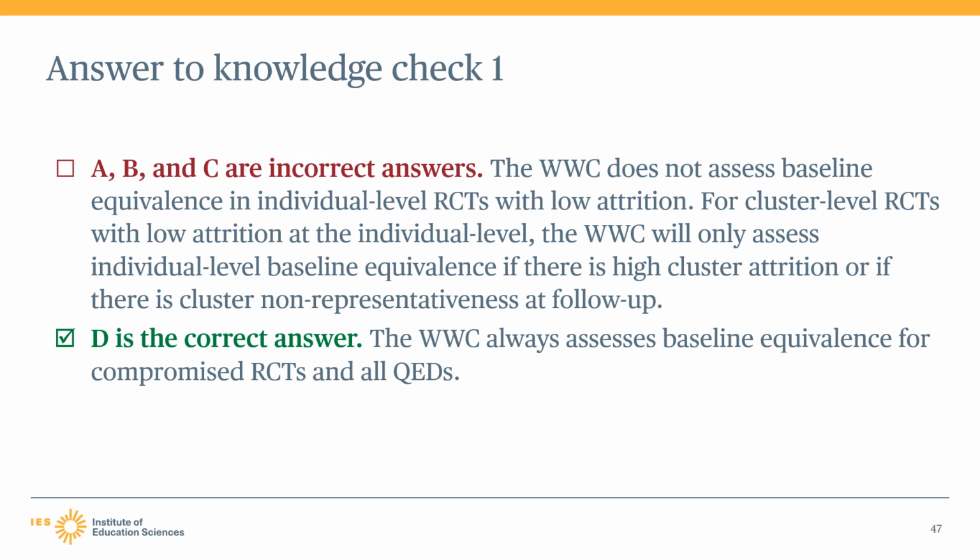The correct answer is D. The WWC always assesses baseline equivalence for compromised RCTs and all QEDs. The WWC does not assess baseline equivalence in individual-level RCTs with low attrition. For cluster-level RCTs with low attrition at the individual level, the WWC only will assess individual-level baseline equivalence if cluster attrition is high, or if there is cluster non-representativeness at follow-up.